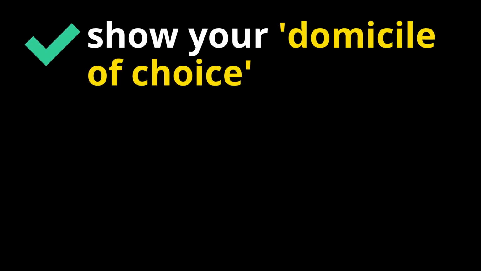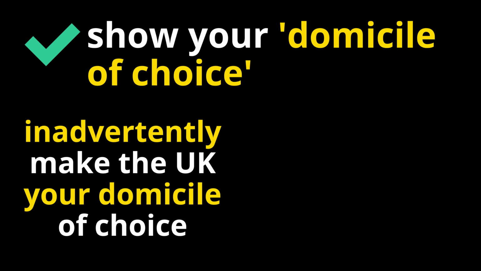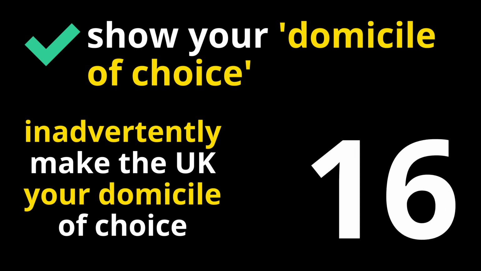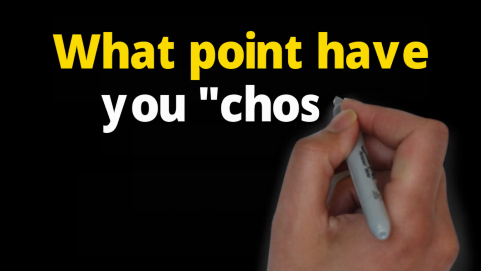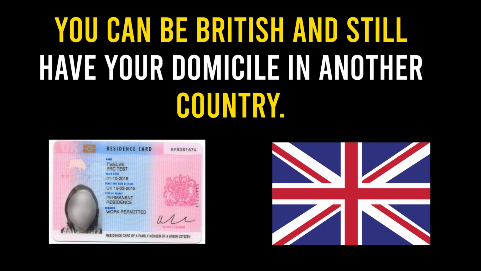Now, this is where there's a potential trap. So you need to manage your affairs to ensure that you do not inadvertently make the UK your domicile of choice. You need to have a legal capacity to acquire a new domicile of choice, but you have that from the age of 16 when you move to another country. So at what point have you chosen the UK as your domicile? Well, neither the acquisition of indefinite leave to remain nor naturalising as a British citizen necessarily means that you've chosen the UK as your domicile. You can be British and still have your domicile in another country. Domicile is determined by a number of factors, and being British is not determinative.